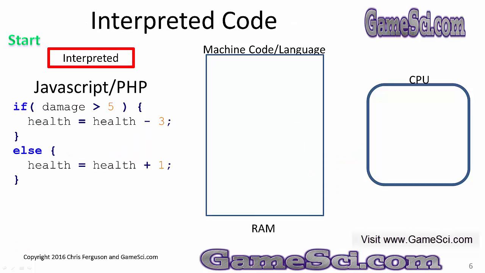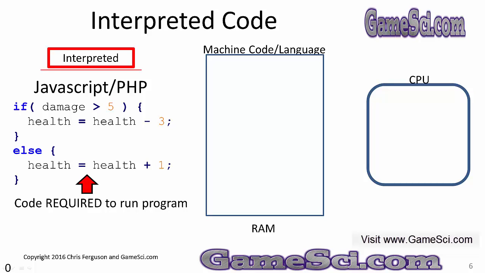Now let's look at what's called interpreted code. Examples of interpreted programming languages are JavaScript and PHP. An interpreted language is very different than a compiled language, and it has to do with when the ones and zeros are created. So here is an example of JavaScript.